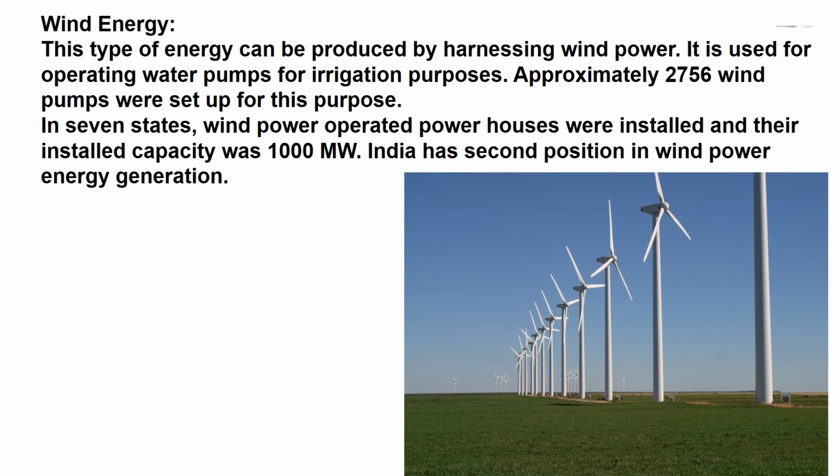Next comes wind energy. It is one of the most important non-conventional sources of energy. This type of energy can be produced by harnessing wind power. It is used for operating water pumps for irrigation purposes. Approximately 2,756 wind pumps were set up for this purpose. In 7 states, wind power operated powerhouses were installed and their installed capacity was 1000 megawatts. India has second position in wind power energy generation.